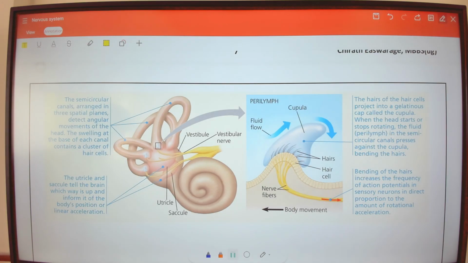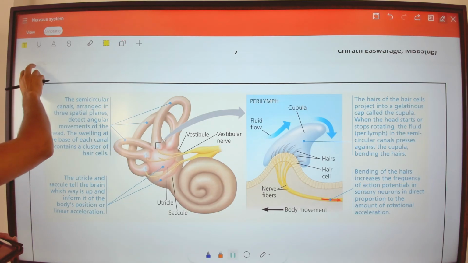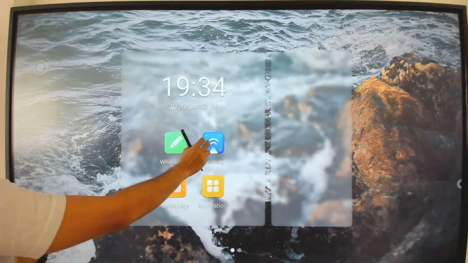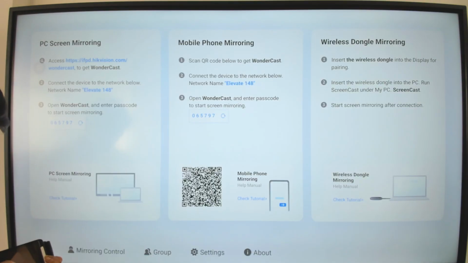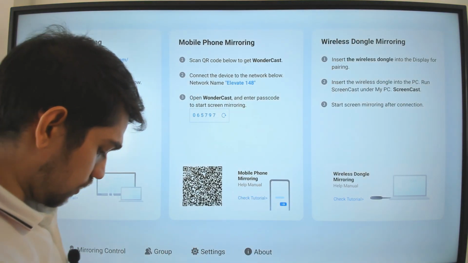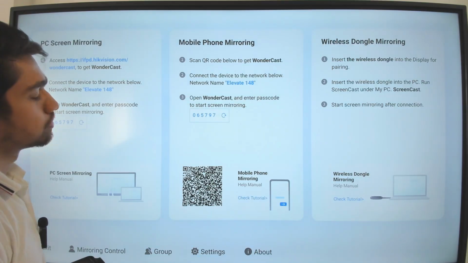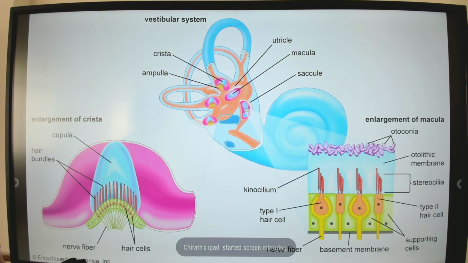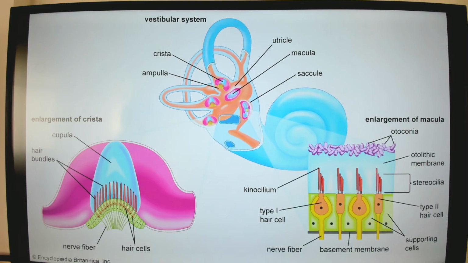Okay, right. Right. I will share the screen again for you. Okay. Otoliths, they work like this. I'll send this diagram to the group as well. So this is what we are talking about.